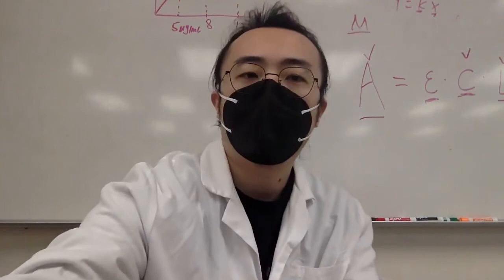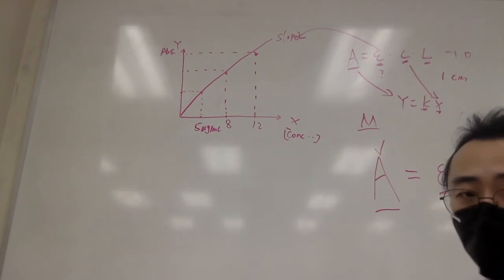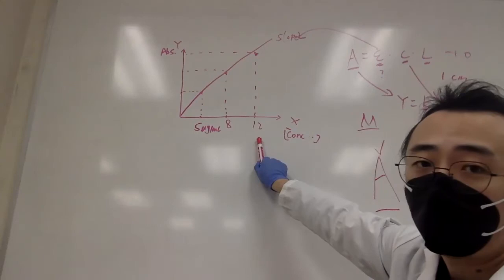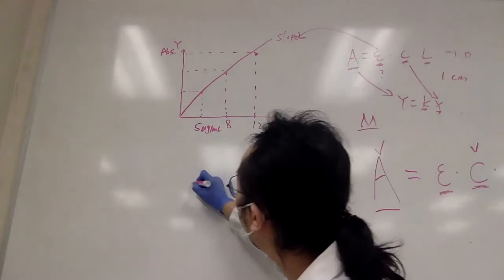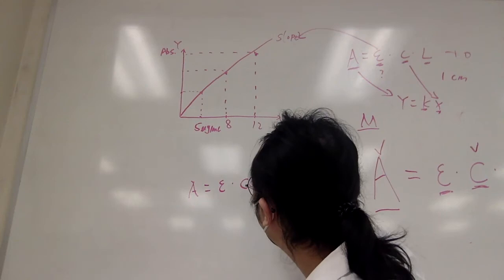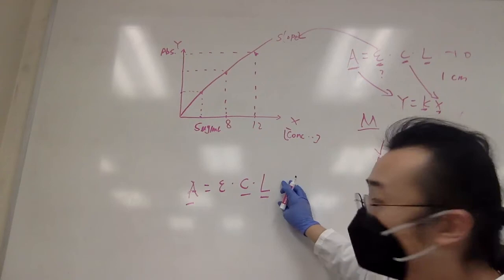That is what I'm going to talk about right now. For the second part, like I said, we have three different concentrations: 5, 8, and 12. For each concentration, you will have a data point, so it will have an absorbance. Clearly, with this equation, A equals extinction coefficient times concentration times path length. So obviously, if you have these three components available, you can calculate the extinction coefficient.